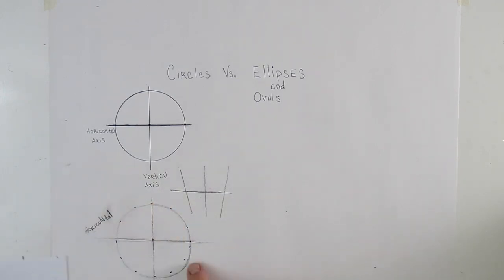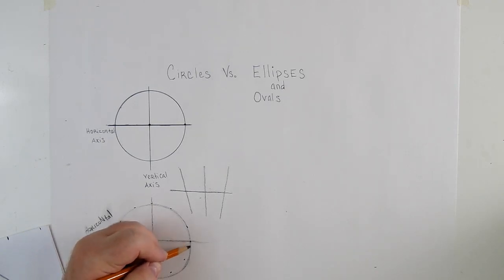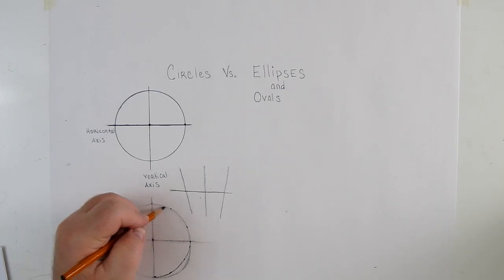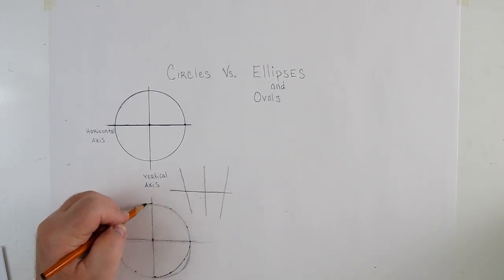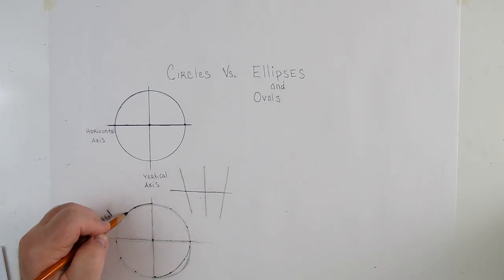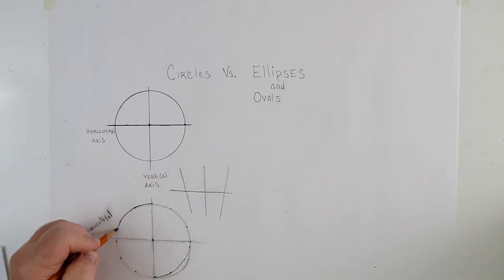So if we said, all right, these are now my points, we could trim this up, and we could make a much better circle using these points. Come around through here.